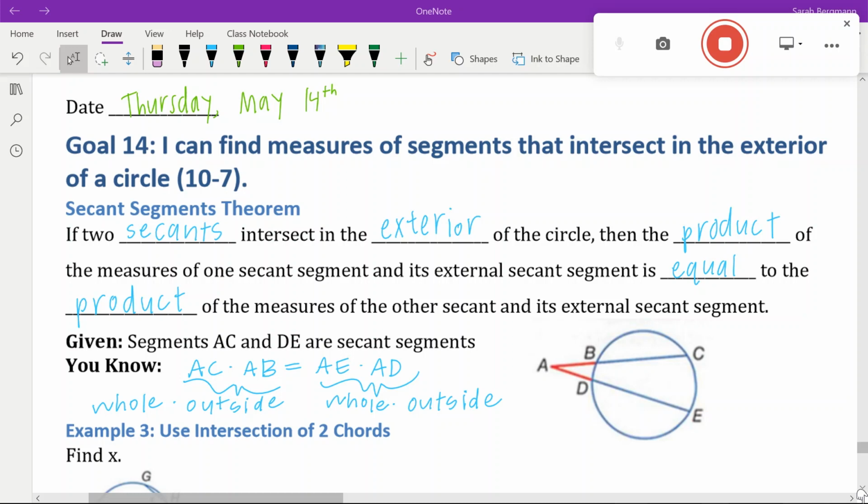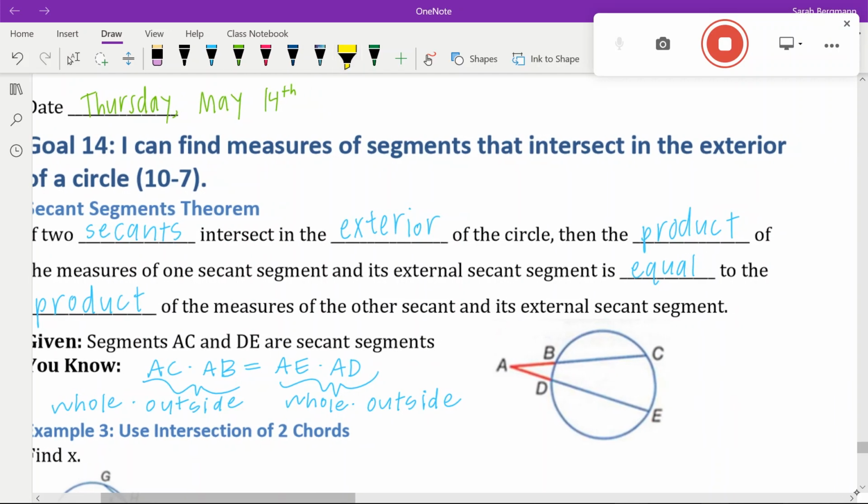Today we are going to be finding measures of segments that intersect in the exterior of a circle. So remember yesterday or Tuesday we talked about segments that intersect inside of a circle. This time we're going to be talking about segments that intersect outside the circle. There are a few cases where this can happen.